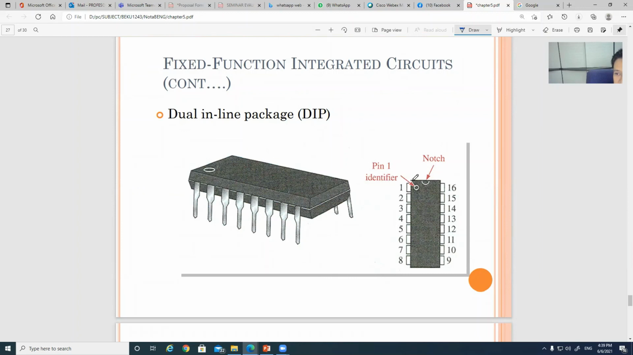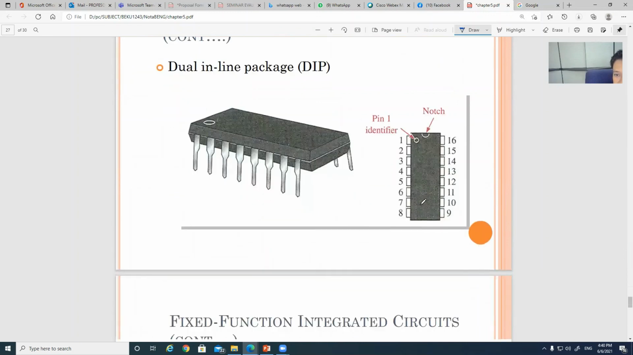You can see we have the notch here, and then we have the pin 1 identifier. This one is pin number 1 until pin 15. Every pin has its function, that's why you have to refer to the data sheet of this IC. But this one we call the dual inline package.